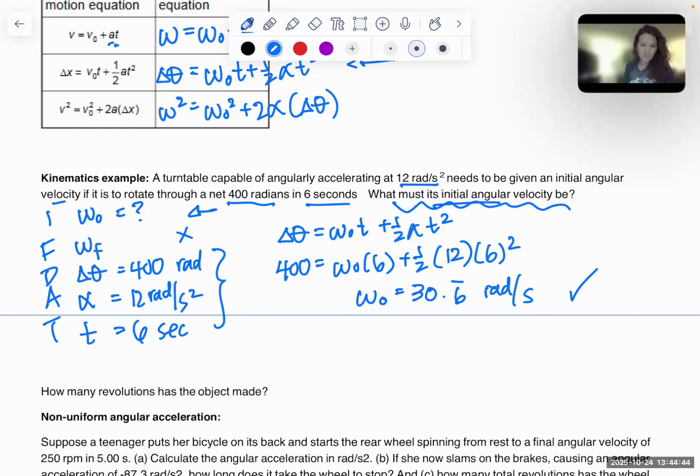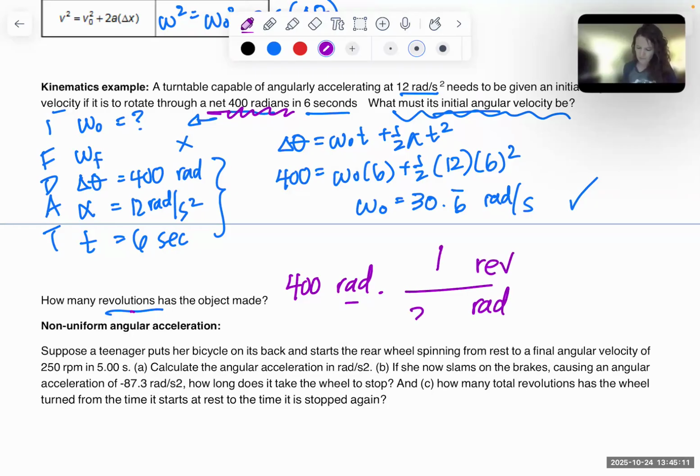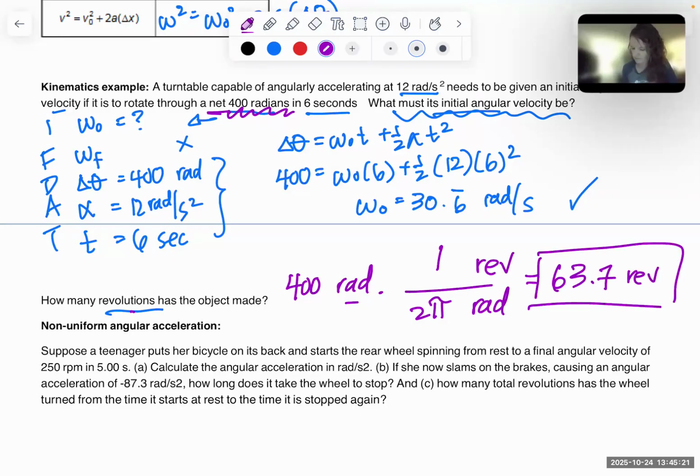It says how many revolutions has the object made? Let's switch colors since we're switching problems. And so revolutions is like how many times has it gone around. We are already told that it goes through a net 400 radians. So we almost have our answer, except it didn't want to know radians, it wanted to know revolutions. So we will convert that. I would like radians to cancel out and end up with revolutions. So there's 1 revolution for every 2 pi radians. So we can just do that division problem and find out that we have 63.7 revolutions. And we're done with that.